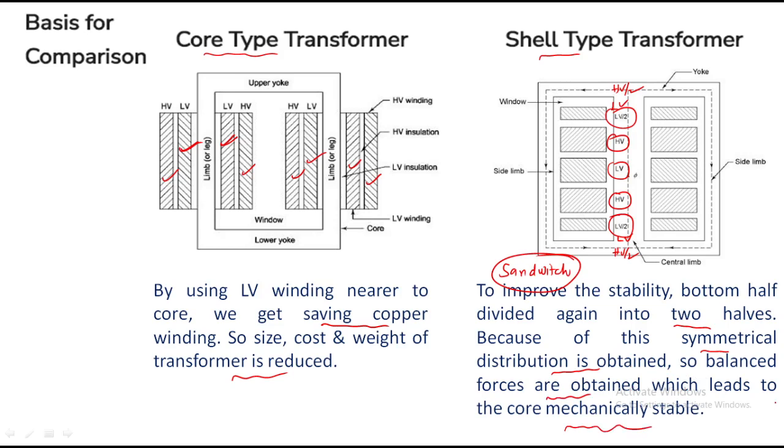So these are the two types of cores, that is the core type and shell type transformer. These are the advantages as well as disadvantages of these transformers. Thank you.